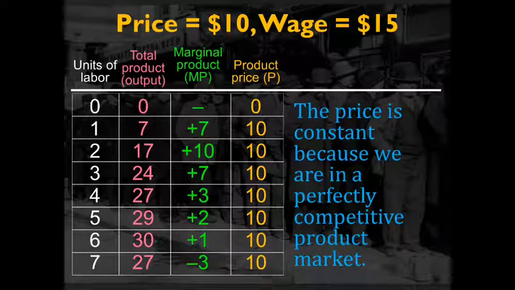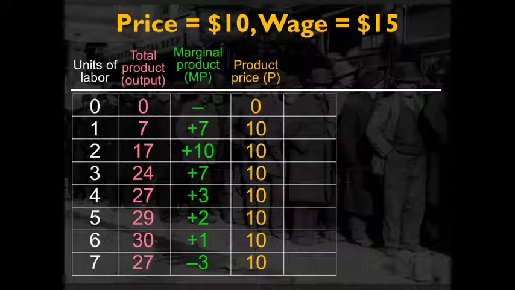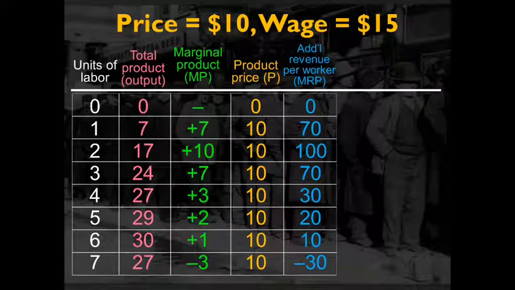So now what I want you to do is calculate MRP by taking the marginal product and multiplying it by the product price, since we're in a perfectly competitive labor market and a perfectly competitive product market. So here is price, average additional revenue per worker, or MRP. So you're going to take the marginal product, 7 times the price, $10. So you see how much additional revenue each worker generates for the company.